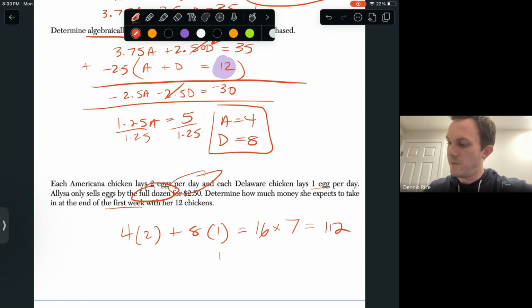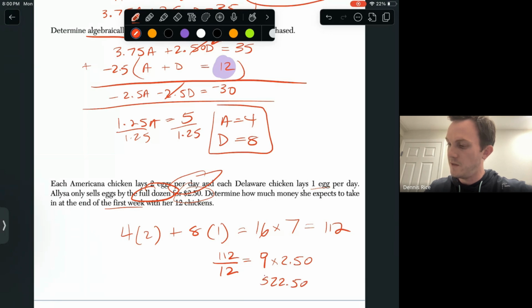So we want to figure out how many times 12 goes into 112. How many full times does 12 go into 112? I believe 9, because that's 108 and change. So 9 full dozens she could sell, and she sells them for $2.50 each. So the answer to this last part should be 18 plus 4.5, $22.50.